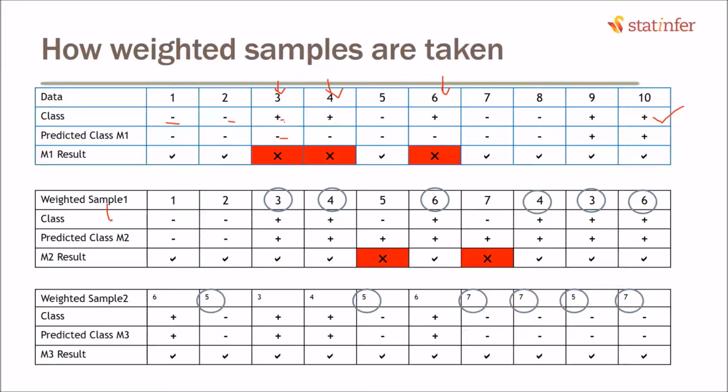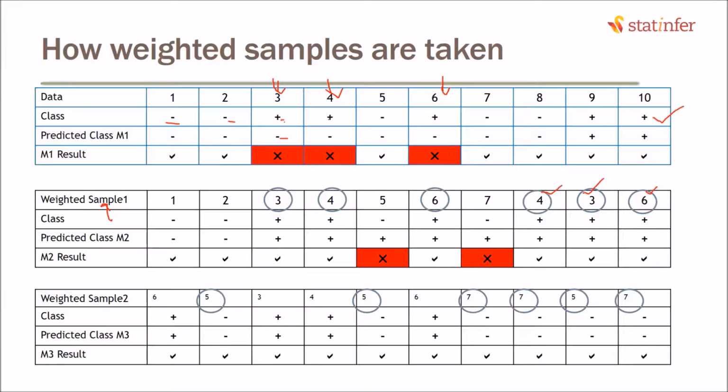Now we take a weighted sample. Observations 3, 4, 6 were predicted wrongly by the previous model, so we have to give more weight to them. In this weighted sample, 3, 4, 6 will appear more often than others. 1, 2 is picked, 3, 4 is picked, 5 is also picked, 6 is picked, 7 is picked, again 4 is picked because 4 was misclassified, 3 is picked, 6 is picked.